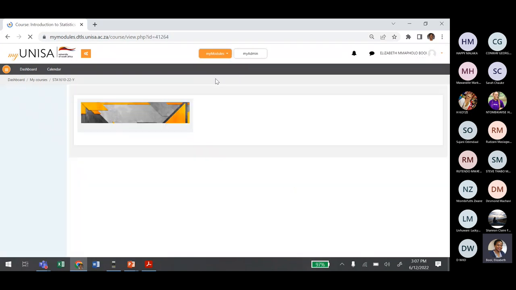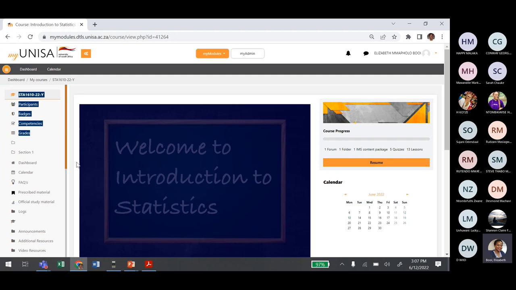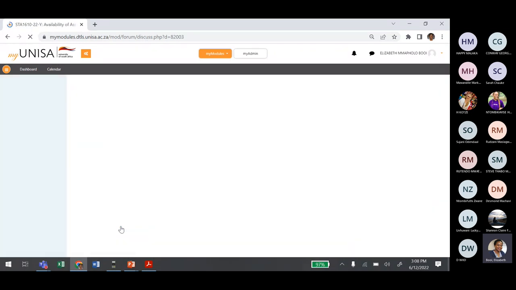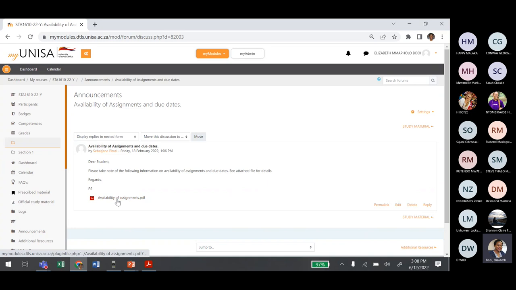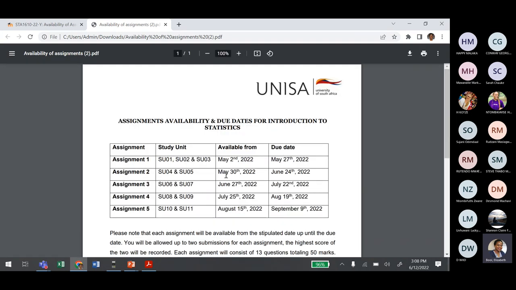To know what information is required for you to complete your assignment, it is under the information. If you go to announcement, there is assignment availability and due date. If you click on that, there is a PDF document that you can download, and all the information is there: when the assignment is open and when it's going to be due. These are old dates. You will have to check on the assignment thing.